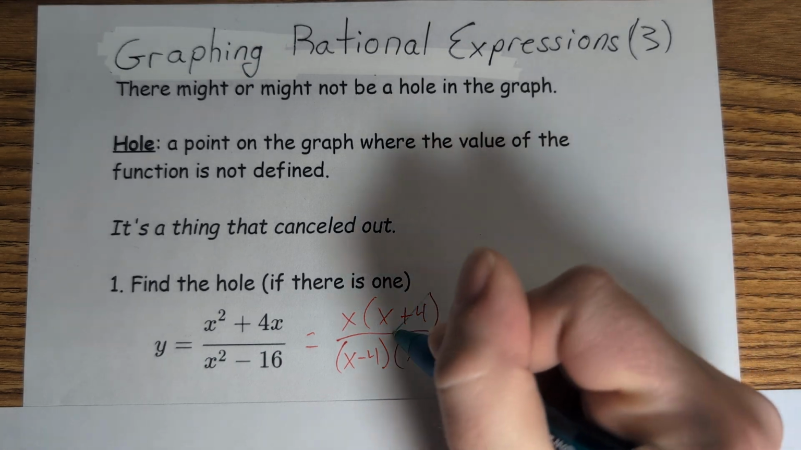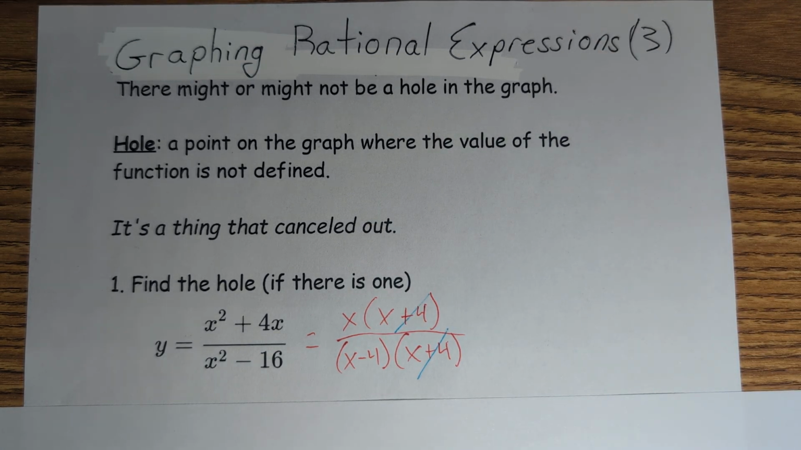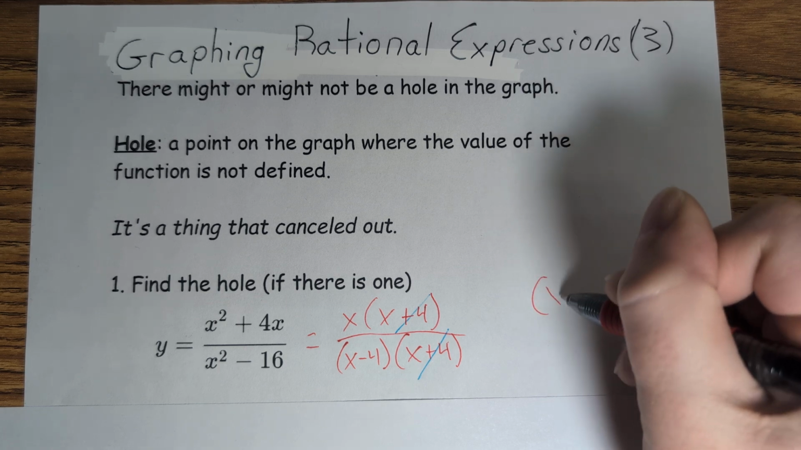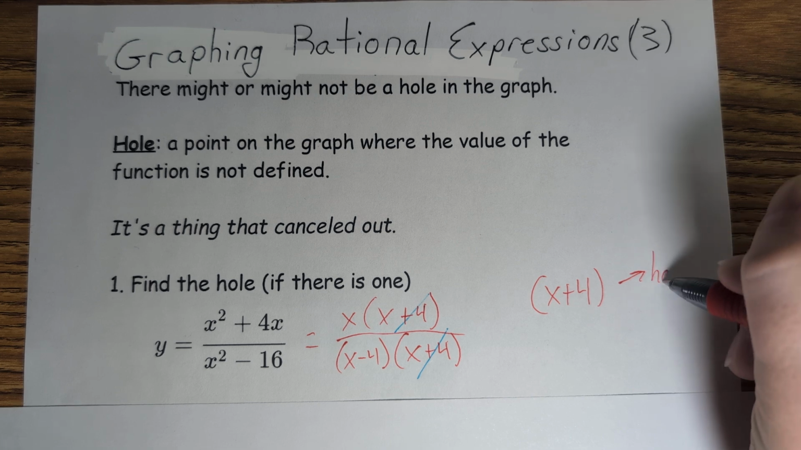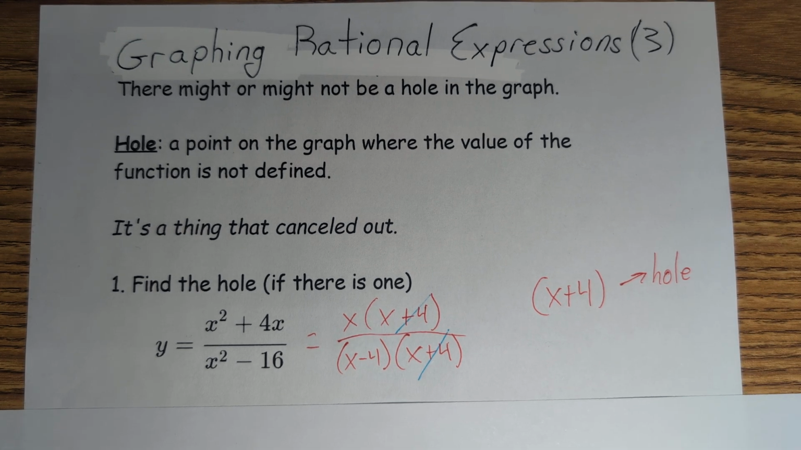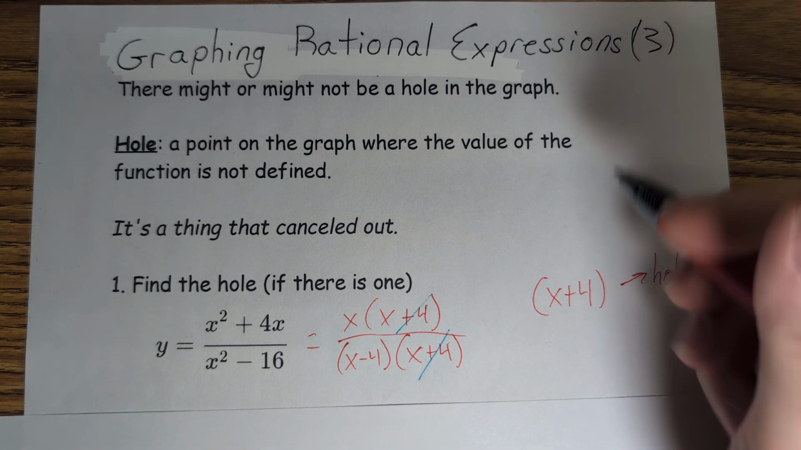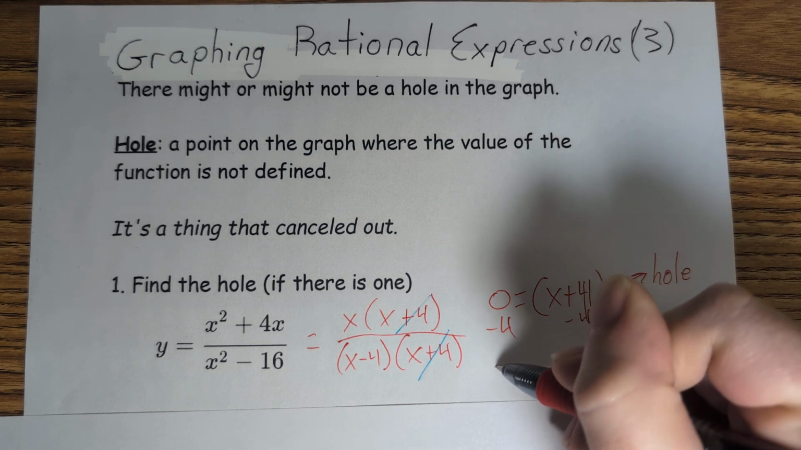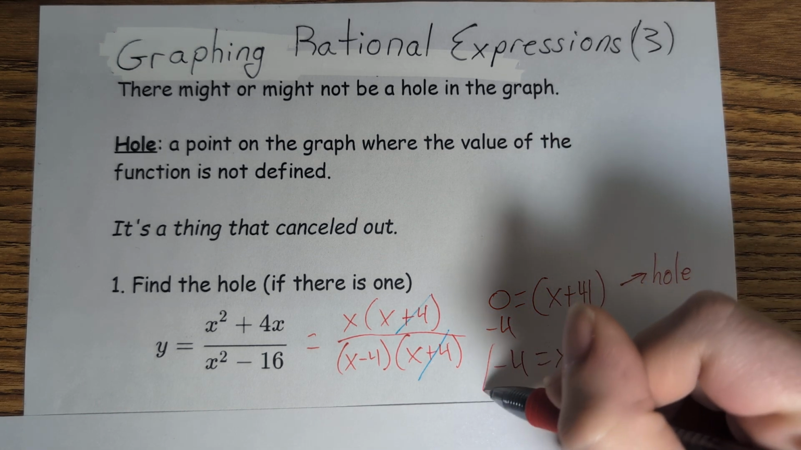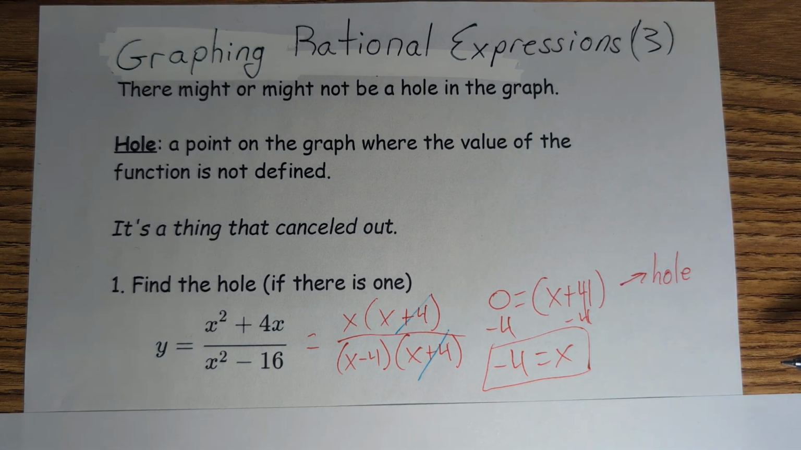Notice that my x plus 4's cancel out. That means that term, x plus 4, well, that's where my hole is. So when that spot on the graph is a hole, the function doesn't work. So this means if I set that equal to 0 and I solve for x, what I get is x equals -4. So at x equals -4, if I find the spot that should be on my graph, it's not going to be there. It's going to be a hole.